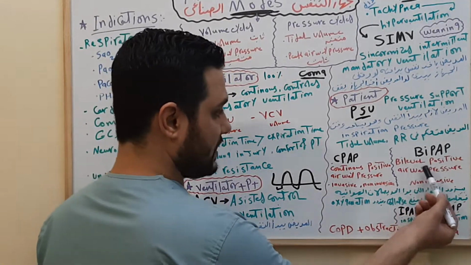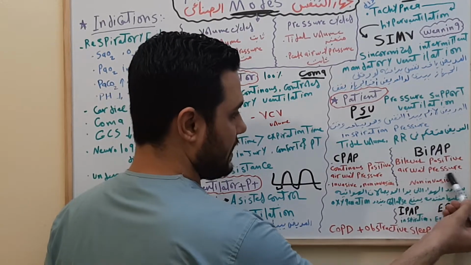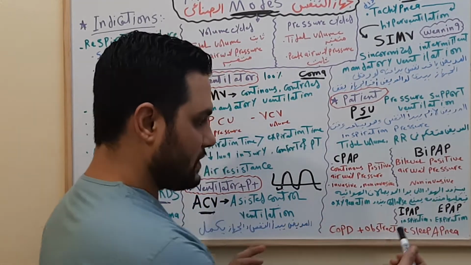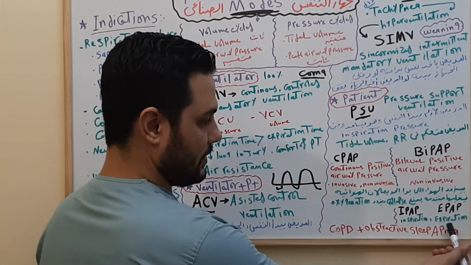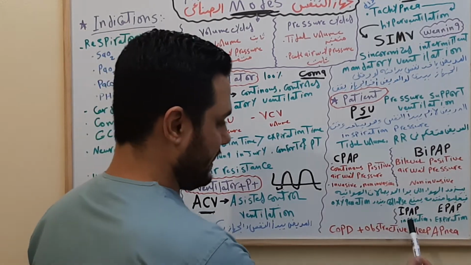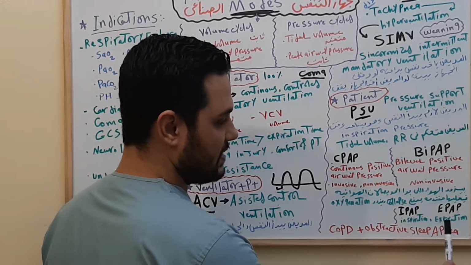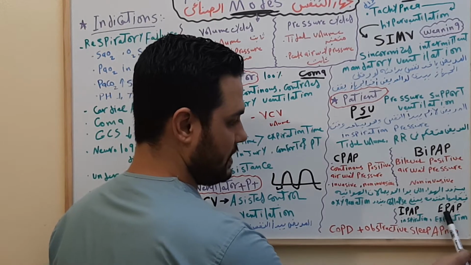Okay, BiPAP is bi-level positive airway pressure. Here it gives positive pressure during inspiration and expiration. During inspiration it's IPAP, IPAP. During expiration it's EPAP, EPAP.